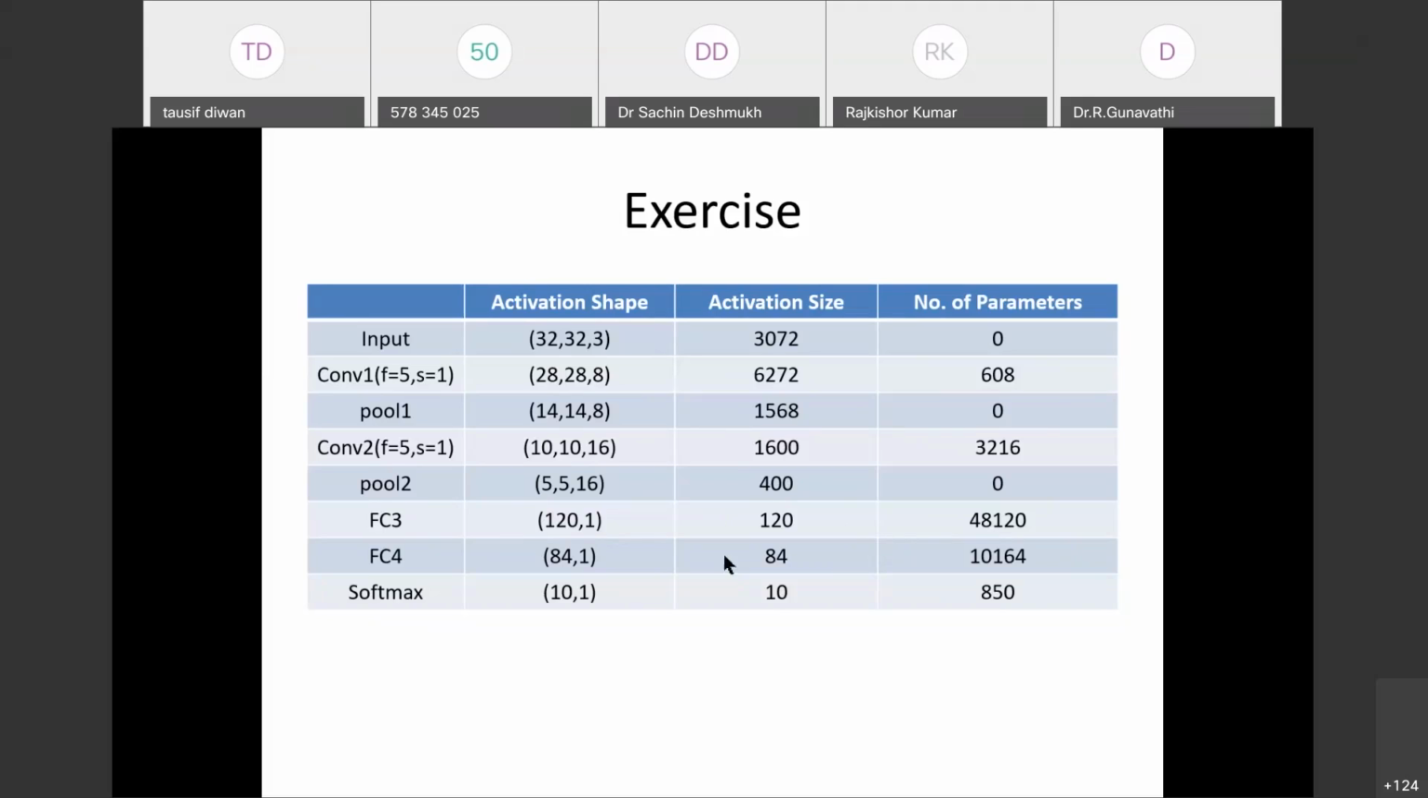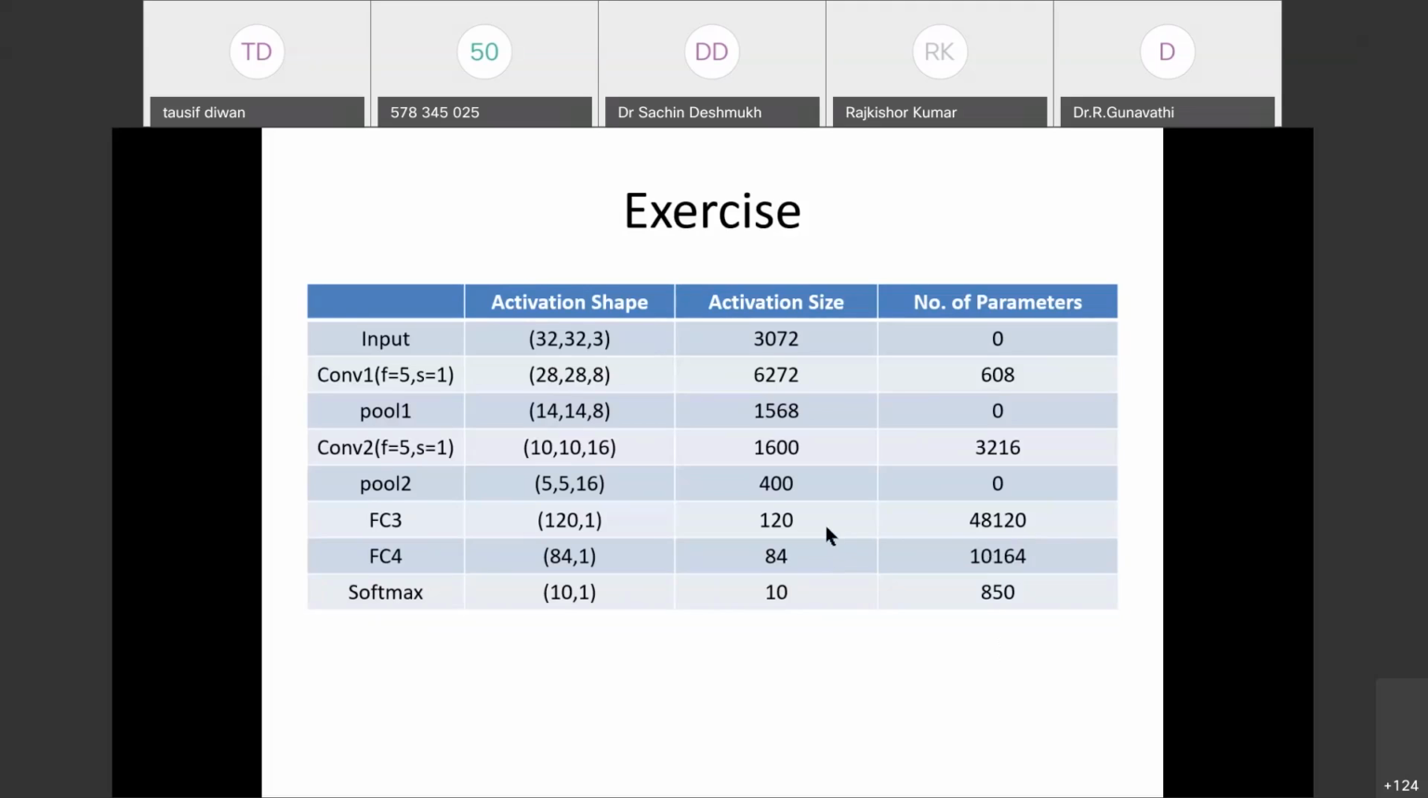So 400 will be input, 120 will be output in a fully connected fashion. So 400 multiplied by 120, that will become 48,000. Why are you getting this 48,120 here? It should be 48,000 only. Yeah, bias will be there.